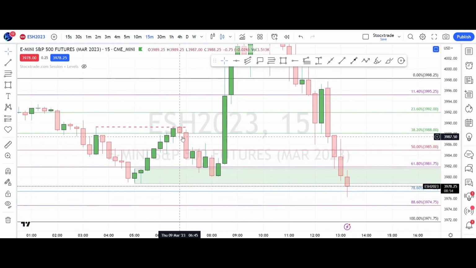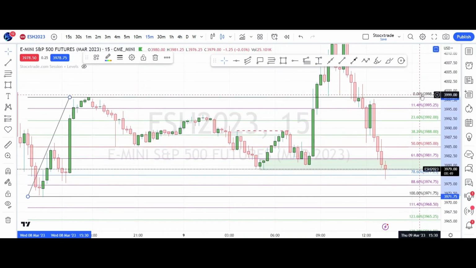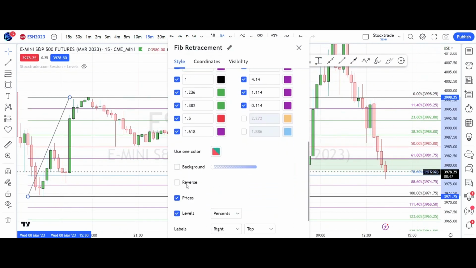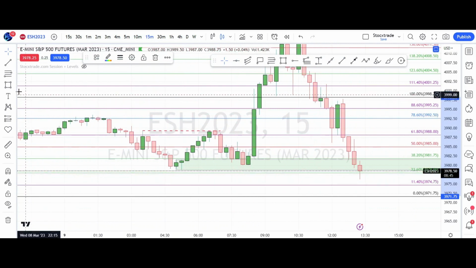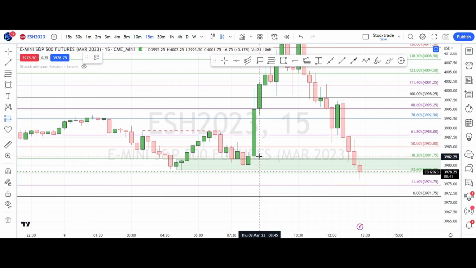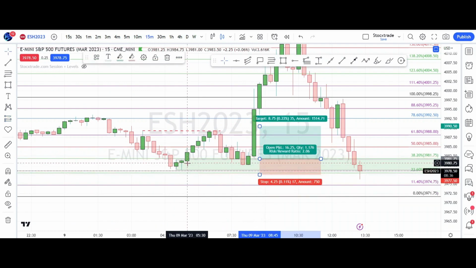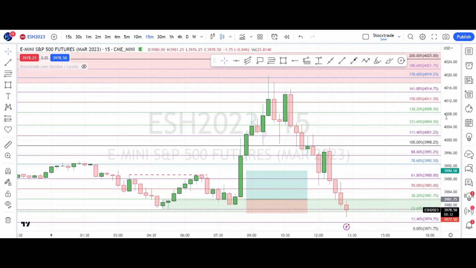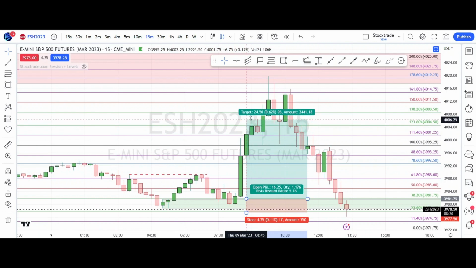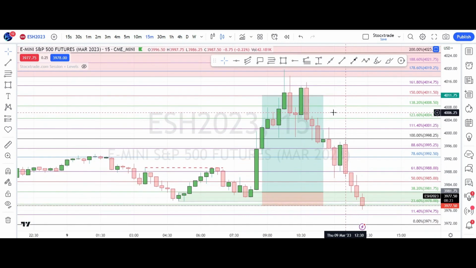You know that my extension is 150 to 161.8%, so you can put your trade here for the long. Suppose you are in a trade here, you can put your stop loss below the previous order block, meaning the previous low, and you can trade up to 150% at least. So this can be your target, and you can get almost a 1:7 risk to reward ratio trade.